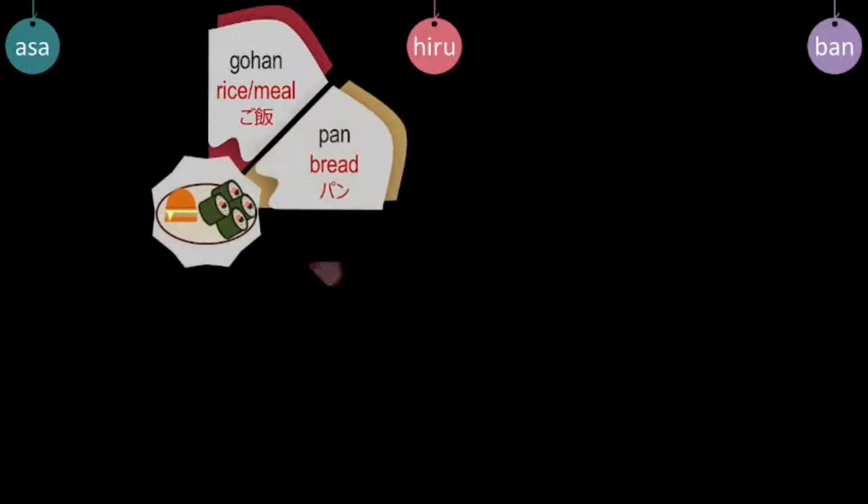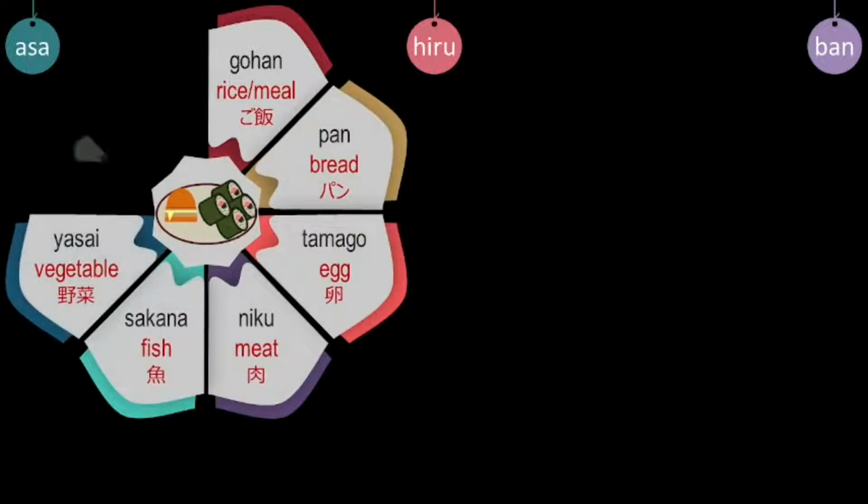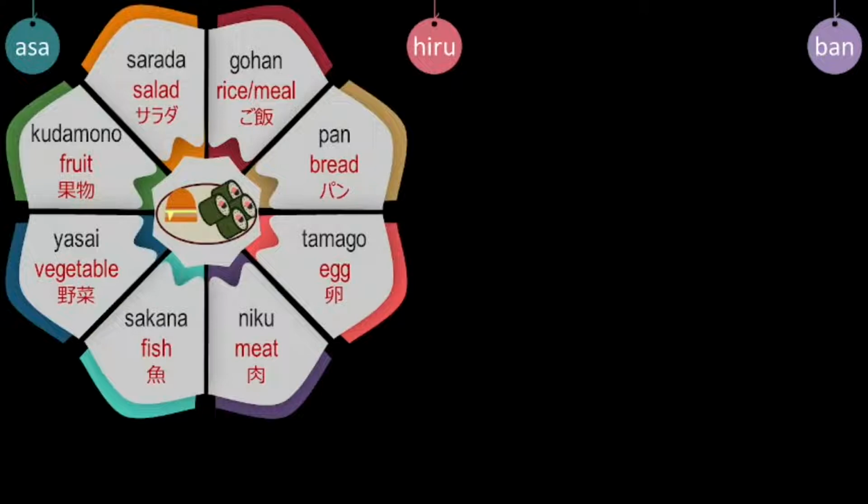Let me go to the other words. Pan means bread, tamago means egg, niku means meat. Under the broad category of meat, there are some words which will be helpful at the time of ordering food in Japan. Tori means bird, and when we combine tori and niku, it becomes tori niku, which translates to chicken. Buta means pig, and when we combine buta and niku, it becomes buta niku, which translates to pork.